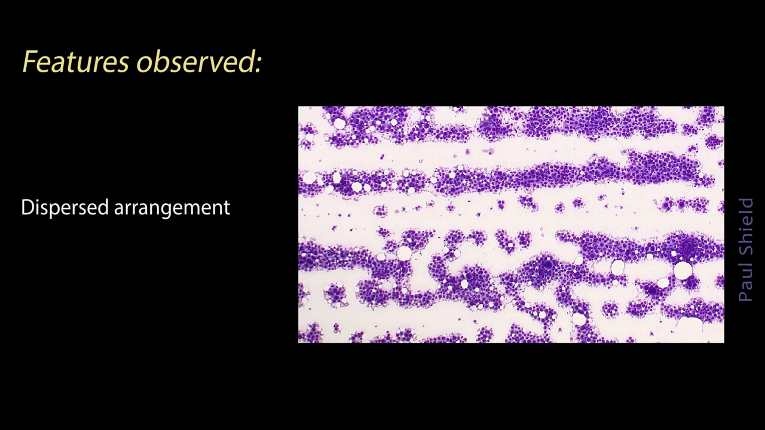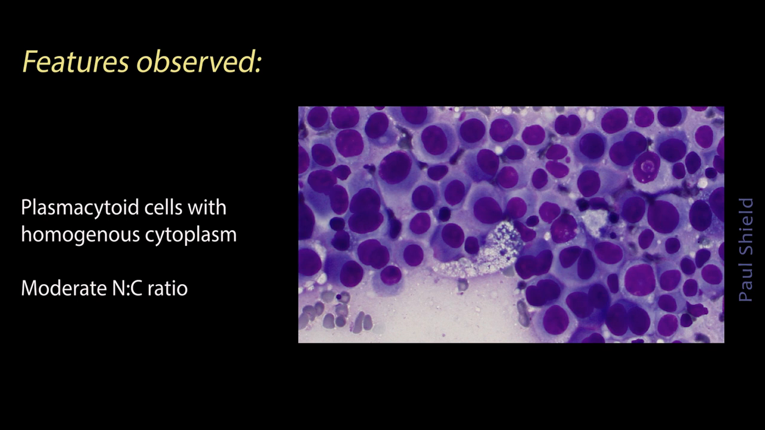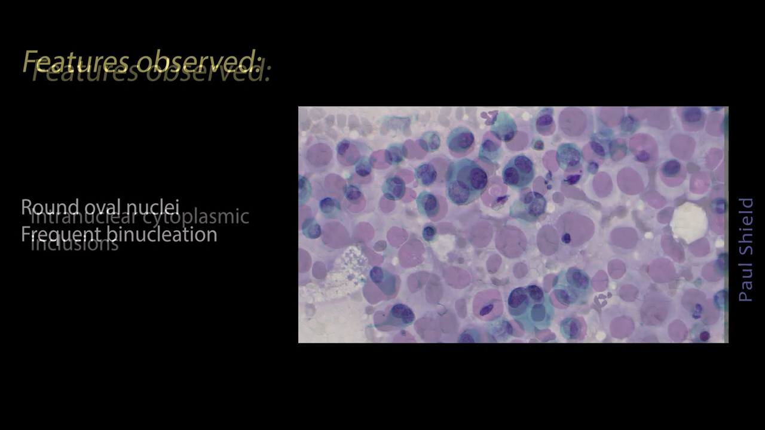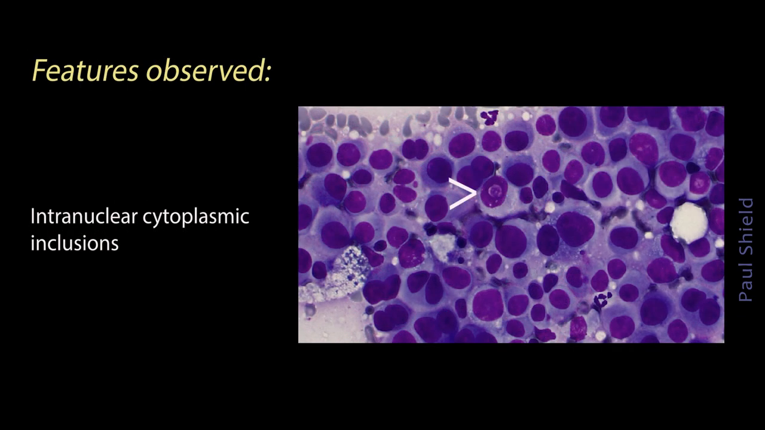So what's your diagnosis based on the findings that we've looked at? What do we see? The cells were arranged in a very dispersed arrangement, really no groups at all. The cells themselves were plasmacytoid, almost all of them, with fairly homogeneous cytoplasm. There were uniformly round nuclei and lots of binucleation. In this field, for example, there are 4 or 5 binucleate cells, and that was common in each high power field. There were a lot of intranuclear cytoplasmic inclusions, and I showed you maybe 4 or so.